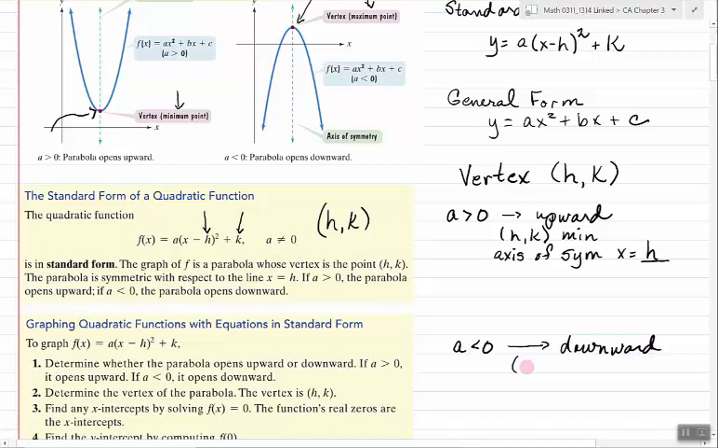and h, k is still the vertex, but if it's opening downward, then this will be a max. The axis of symmetry is still x equals some number, and it is the h coordinate of the vertex. The domain. The domain for all quadratic functions is all real numbers. So it is negative infinity to positive infinity, whether it's opening up or down.